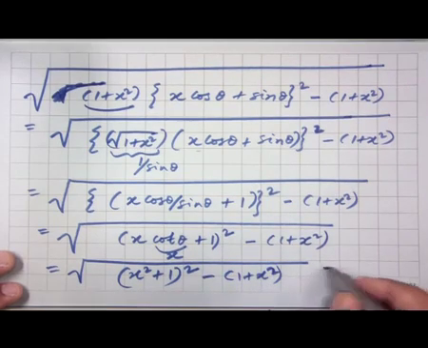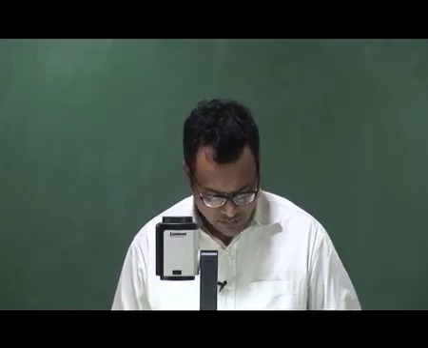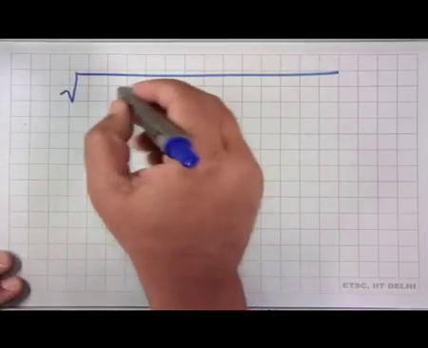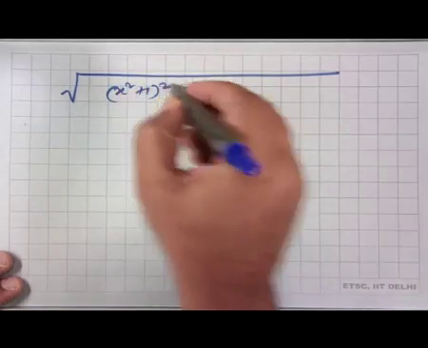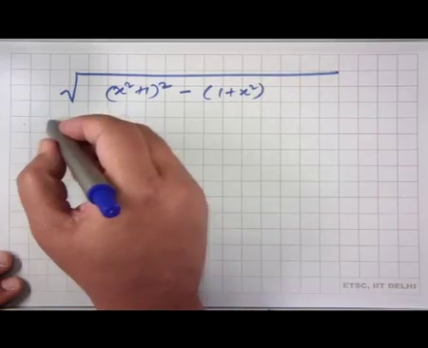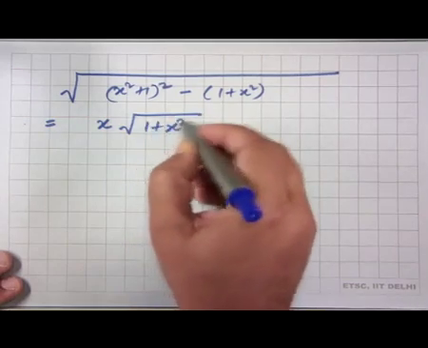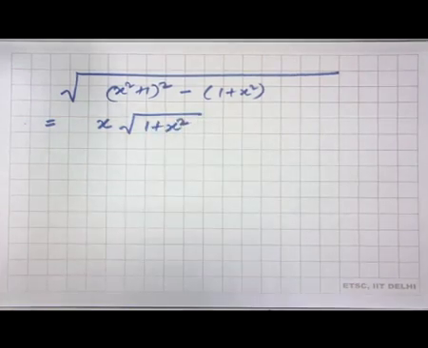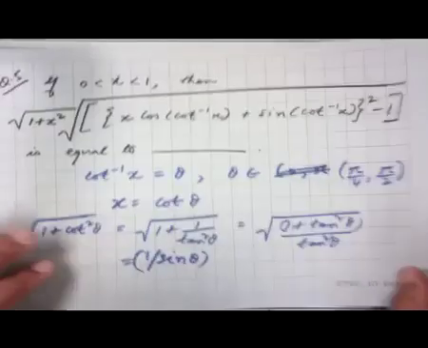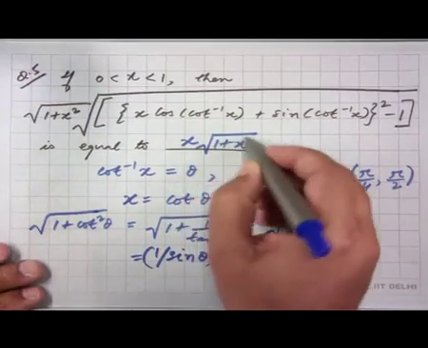If we simplify this further, we get this to be equal to the square root of x into square root of 1 plus x square. So, this finishes the computation of this expression, which we have found to be equal to x into square root of 1 plus x square.